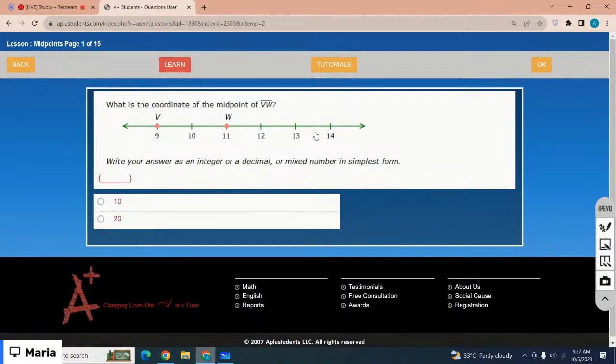Okay, what is the coordinate of the midpoint VW? Okay, you can see for lines on the number line it is very easy. You can see between 9 and 11, the midpoint is 10. So the correct option is 10. If you're not on the number line, you have to add both the endpoints and divide by 2. You will get your answer, right?